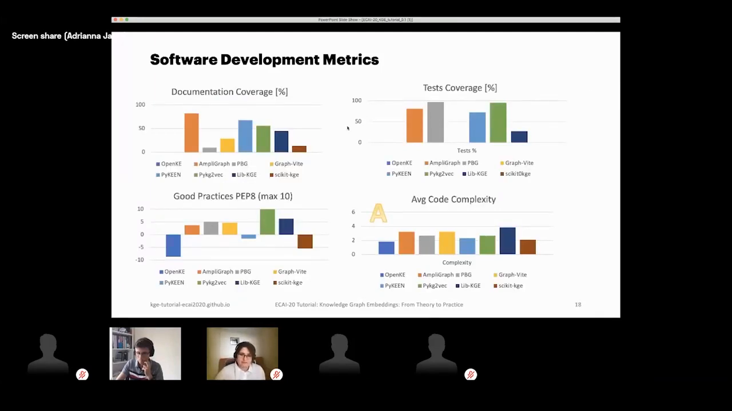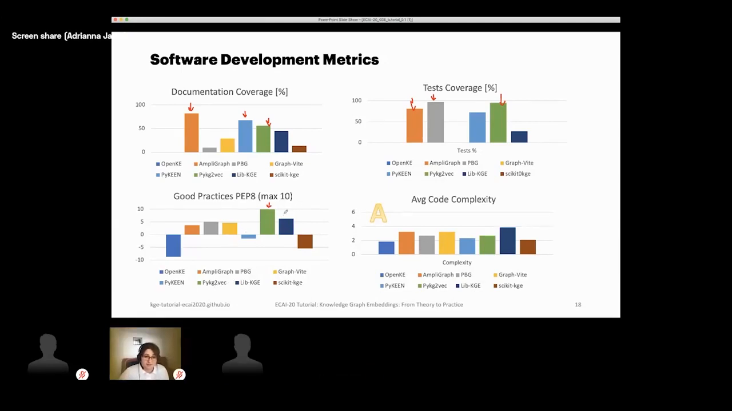We can see here that in the documentation coverage, AmpliGraph may be better documented than other libraries, followed by PyKEEN, then PyKG2Vec, and so on. Some other libraries are not well documented. In the test coverage, we can see that the leader is PyTorch BigGraph, with PyKG2Vec following AmpliGraph. Then we have good practices, where PyKG2Vec is leading the way, then LibKGE and PyTorch BigGraph.